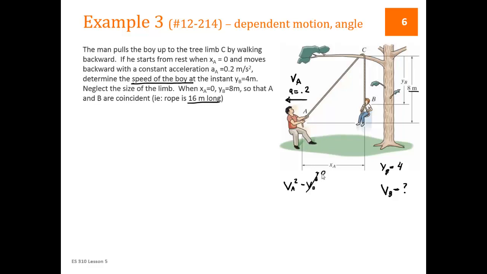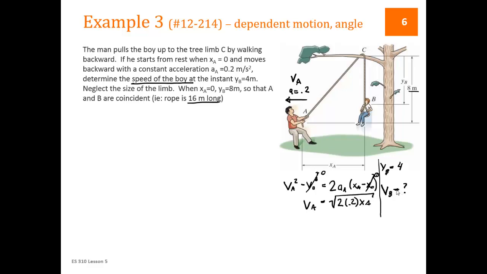Initially he was standing still, so that's 0, is equal to 2 times the acceleration of A times XA minus the initial position in X, which is also going to be 0 because he's right up against the boy at that point. Alright, we know the acceleration of A is 0.2, so VA is the square root of 2 times 0.2 XA.